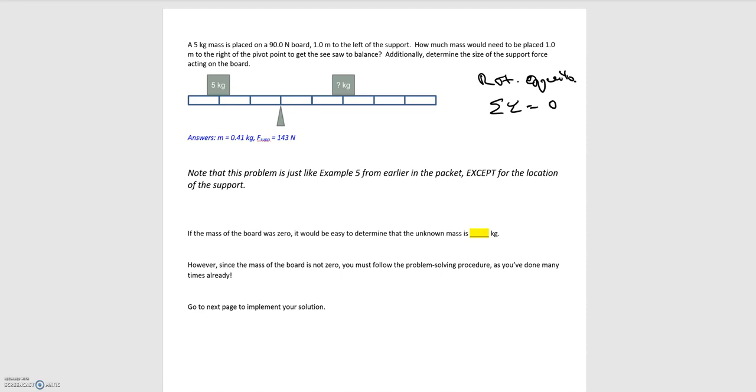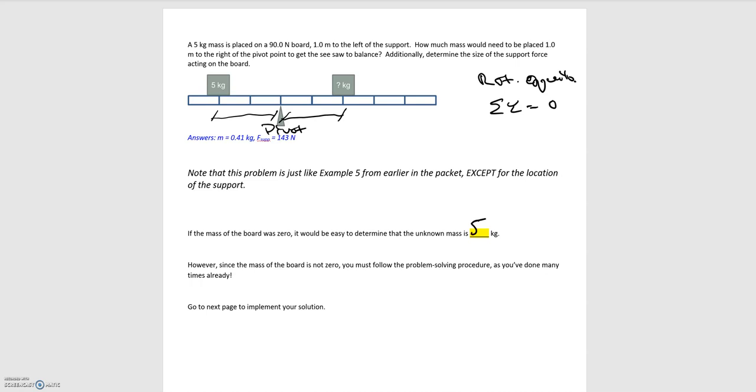Before, it wasn't too hard to figure out what the unknown mass was because we have our pivot point here. We know the distance to the known mass, which is the same distance on the opposite side of the pivot point to the unknown mass. And so those masses needed to be the same, and the unknown mass needed to be 5 kilograms.